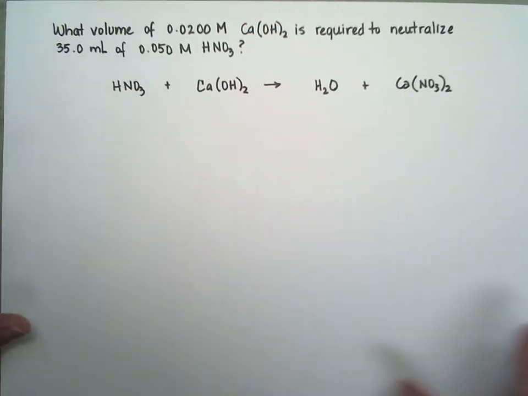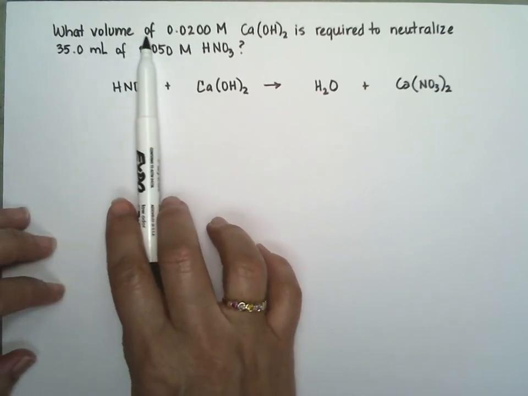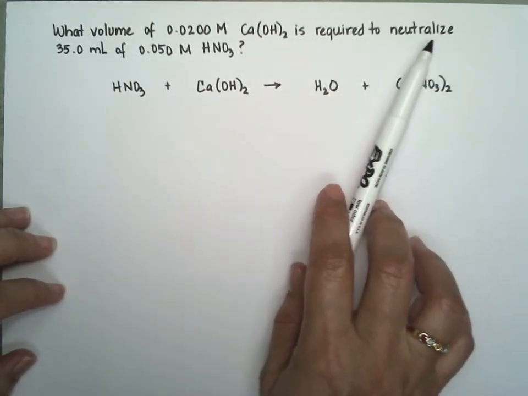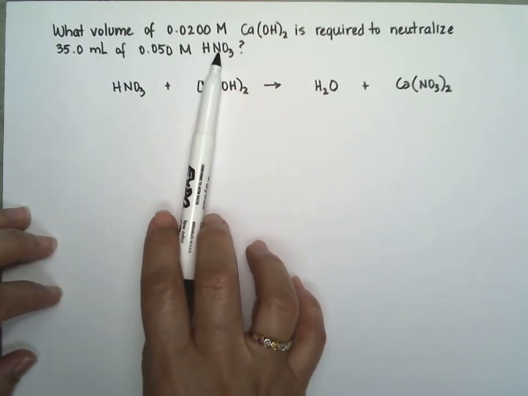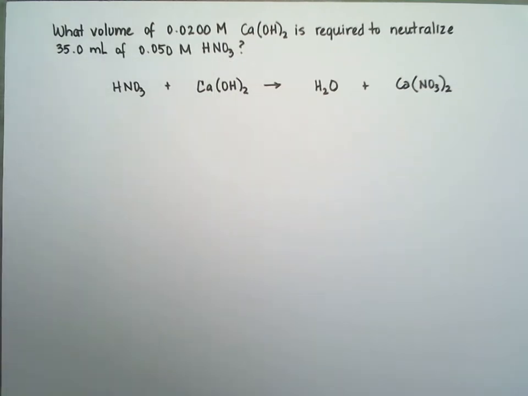We have a neutralization reaction, and they want us to calculate what volume of 0.02 molar calcium hydroxide is required to neutralize 35 milliliters of 0.05 molar nitric acid. And they're nice enough to give us the equation for it. The first thing you do with an equation is to make sure it's balanced.